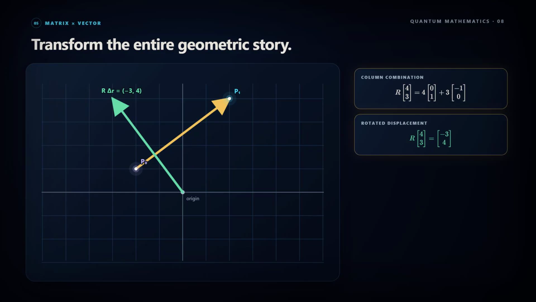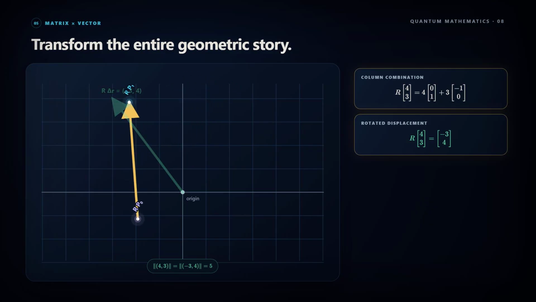Matrix vector multiplication is therefore a weighted combination of the matrix columns. Geometrically, the original 4 right 3 up displacement becomes 3 left 4 up after a 90-degree counterclockwise rotation. Its length is still 5. The coordinates changed because the direction changed, while the physical size was preserved.